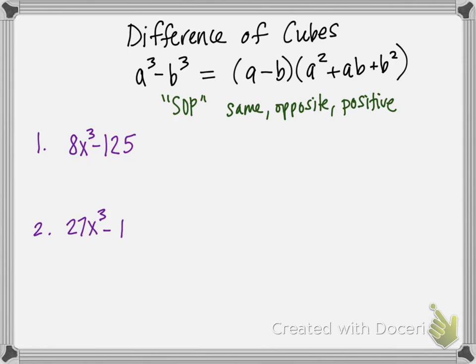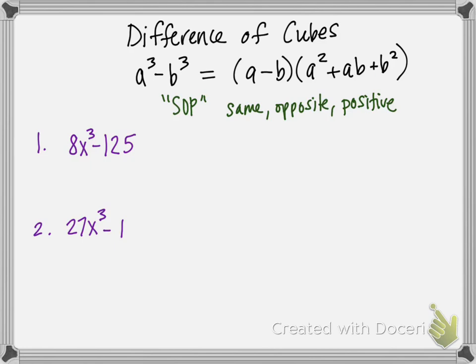So if you're trying to factor this, you'll notice that there's double parentheses. In the first parenthesis, there'll be two terms. In the second parenthesis, there'll be three terms. And the signs follow the same SOP. So the first sign here is the same as the original, so it's a minus sign. Then the next sign is the opposite of the original, so the opposite of a minus would be a plus sign. And then the final sign here is positive.